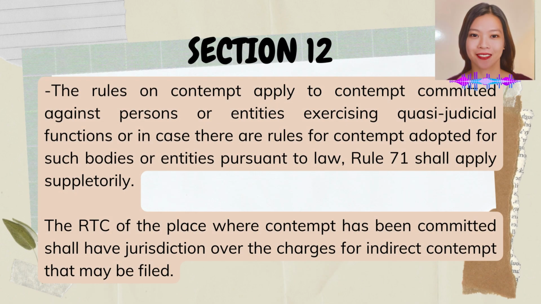Section 12. The rules on contempt apply to contempt committed against persons or entities exercising quasi-judicial functions, or in case there are rules for contempt adopted for such bodies or entities pursuant to law. Rule 71 shall apply suppletorily. The regional trial court of the place where contempt has been committed shall have jurisdiction over the charges for indirect contempt that may be filed.